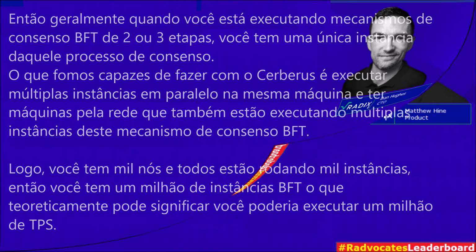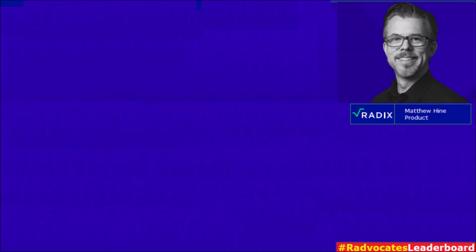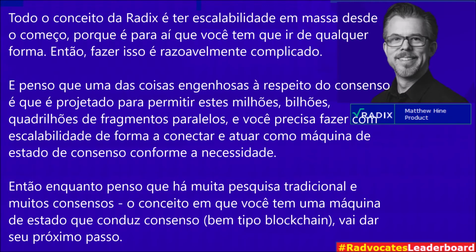You mentioned that the most important part of it is the fact that we've used the sharding techniques that we developed before for Tempo and applied them to this BFT class of consensus. One of the really interesting innovations is that the whole point of the sharding we've been working on for quite some time is this idea of massive sharding from the beginning, not trying to apply sharding as an incremental thing to an existing single chain that's already doing Nakamoto consensus, and saying let's try to add some side chains to make it scale better. The whole Radix concept is doing it at massive scale from the beginning, because that's where you need to go anyway.